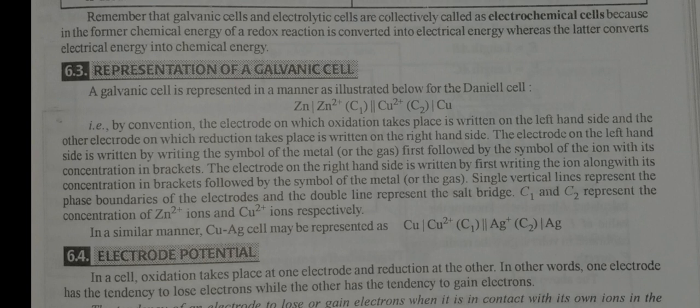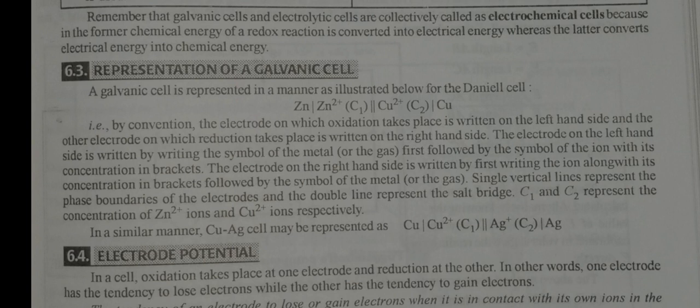The electrode on the right hand side is written by first writing the ion along with its concentration in brackets followed by the symbol of the metal. A single vertical line represents the phase boundaries of the electrodes and the double line represents the salt bridge. C1 and C2 represent the concentration of zinc ions and copper ions respectively.